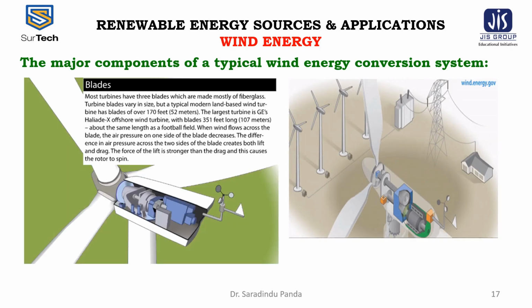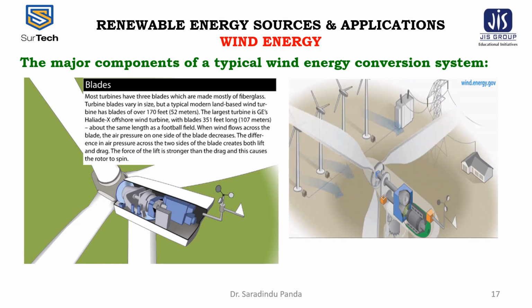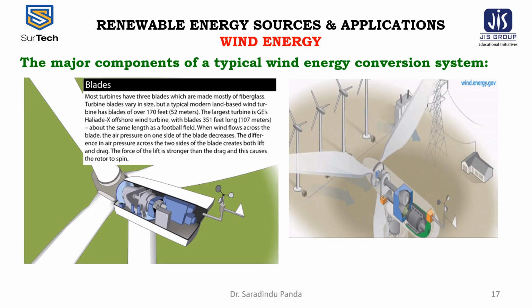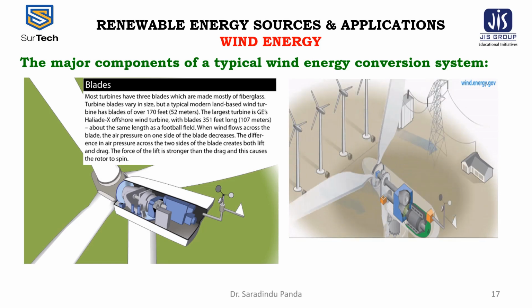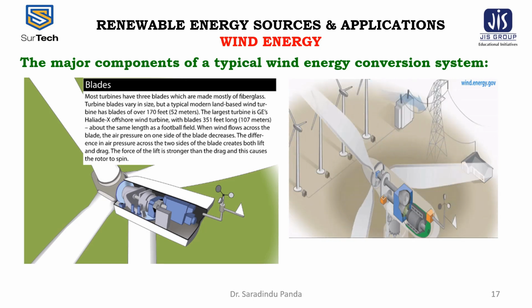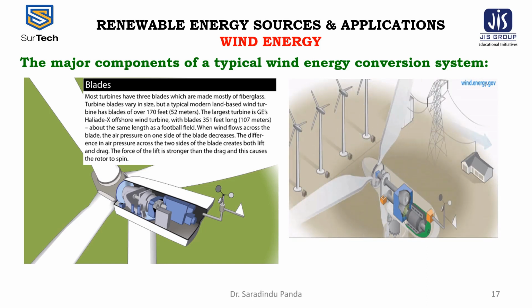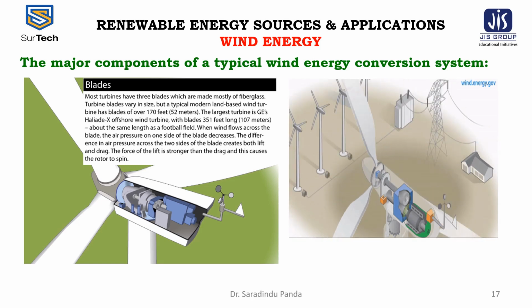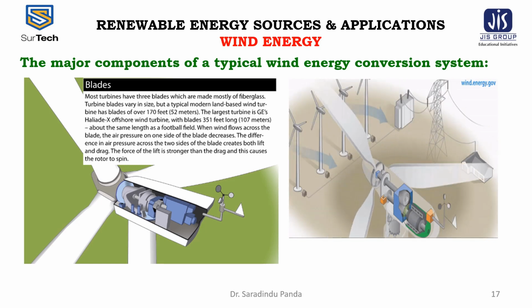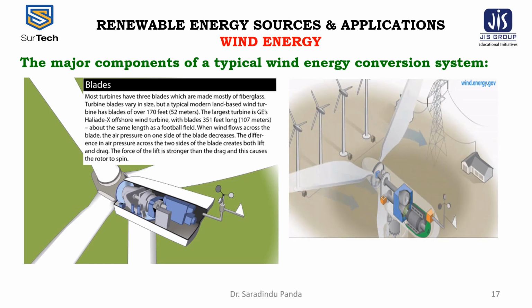Now the second component is the blade. Most turbines have 3 blades, which are made mostly of fiberglass. Turbine blades vary in size, but a typical modern land-based wind turbine has blades of over 170 feet, that is 52 meters. The largest turbine is GE's Haliade-X offshore wind turbine with blades of 351 feet long, about the same length as a football field.